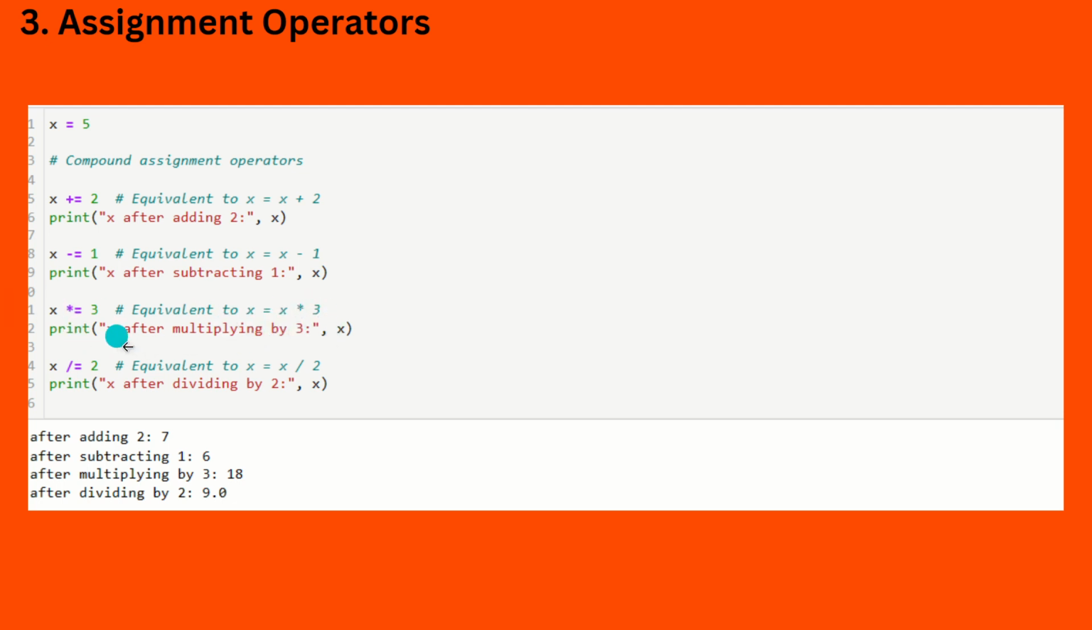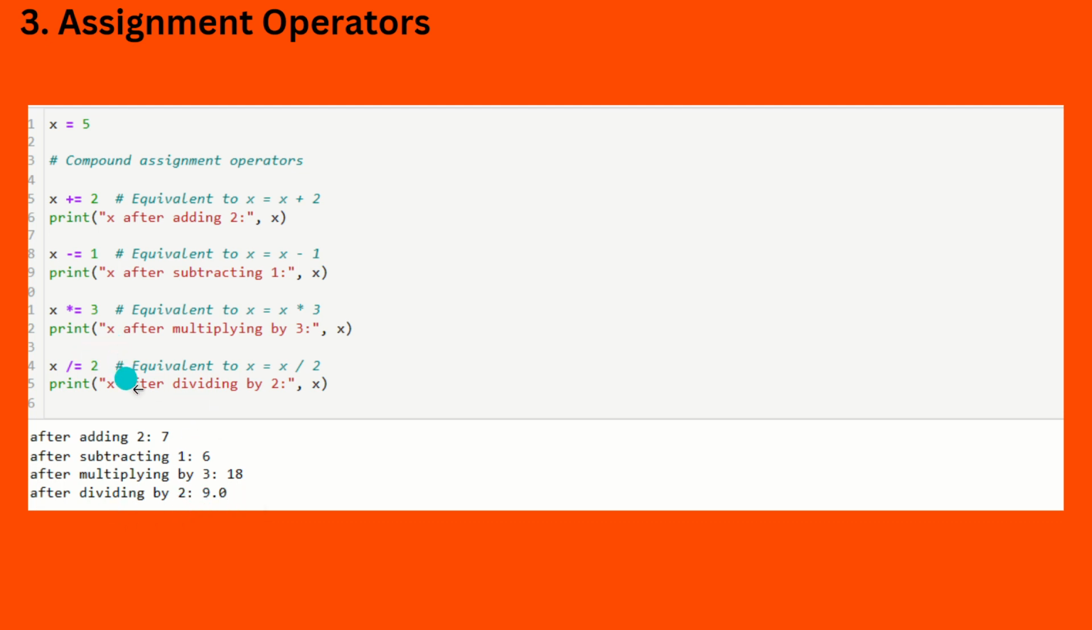That is, x will be 6. So 6 into 3 is 18. So now what is x storing? 18. Now next, x is equal to 18 by 2. This is division, normal division. It's not floor division. Therefore you get a floating point.